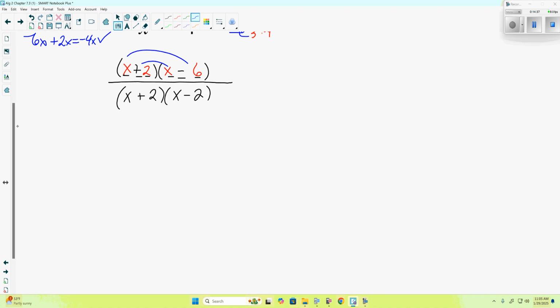Now what's in common on top and bottom? x plus 2 and x plus 2. Leaving us with x minus 6 over x minus 2. Questions on this here?